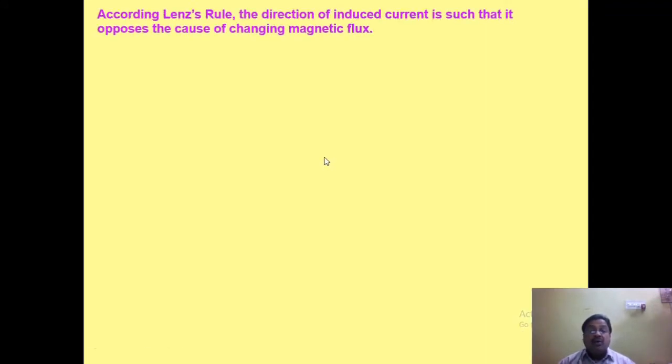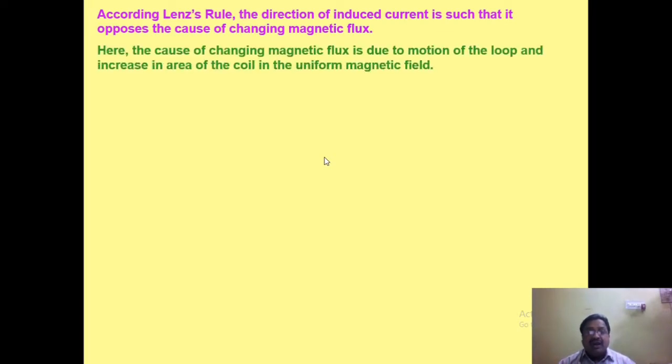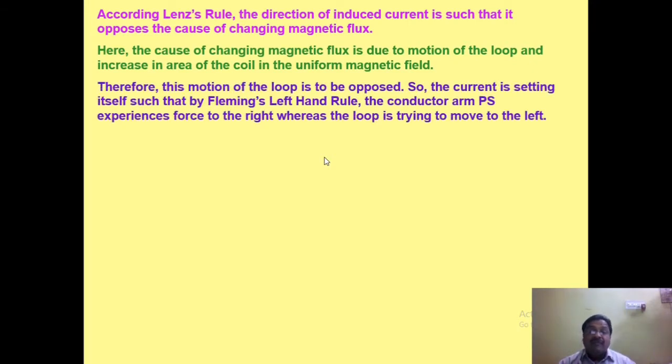What is Lenz's rule? It states that the direction of the induced current is such that it opposes the cause which produces it. Which one is producing the induced current? Changing magnetic flux. So the direction of the induced current is such that it opposes the cause of changing magnetic flux. Here the cause of changing magnetic flux is due to the motion of the loop and increase in area of the coil in the uniform magnetic field. Therefore, this motion of the loop is to be opposed.